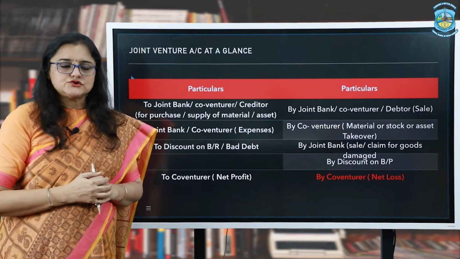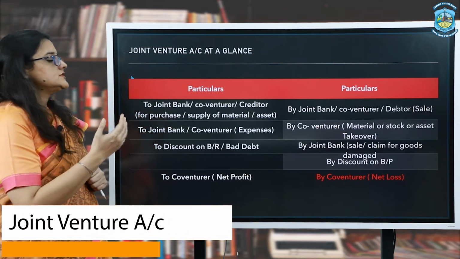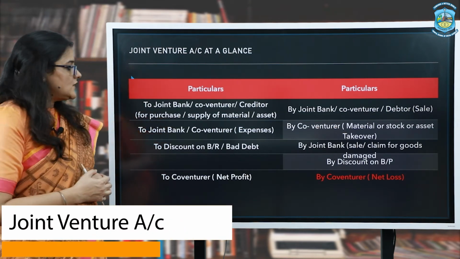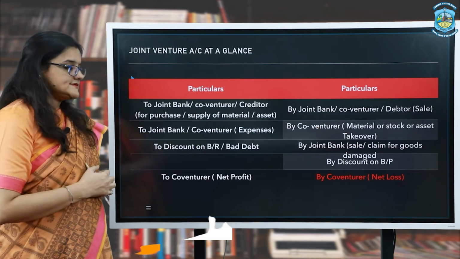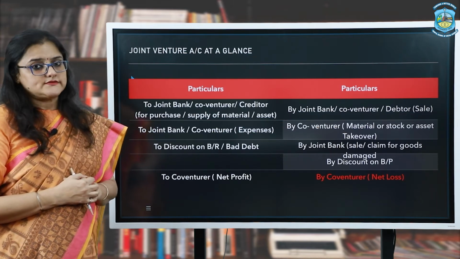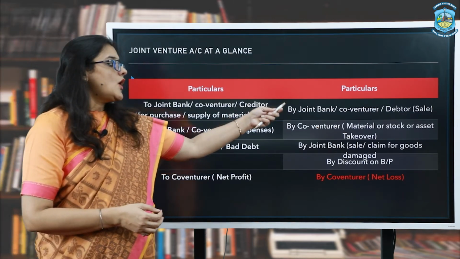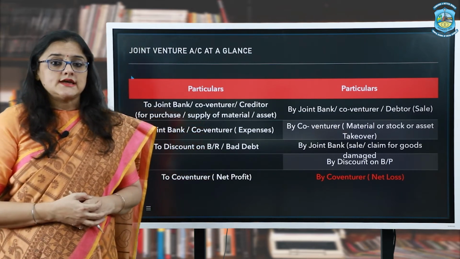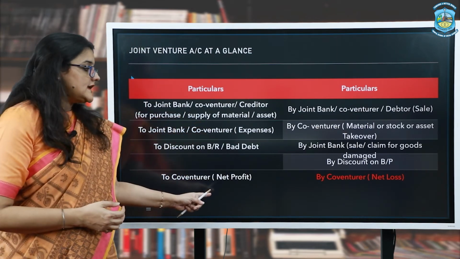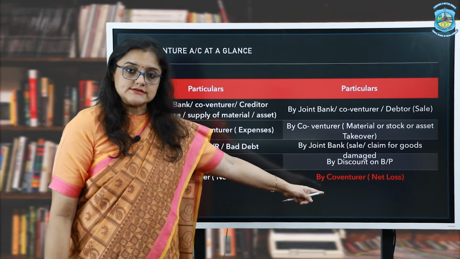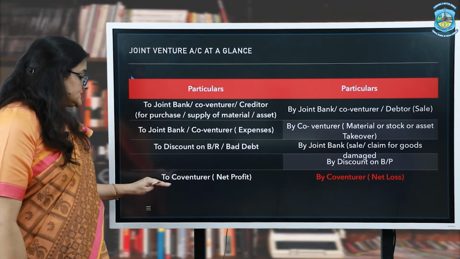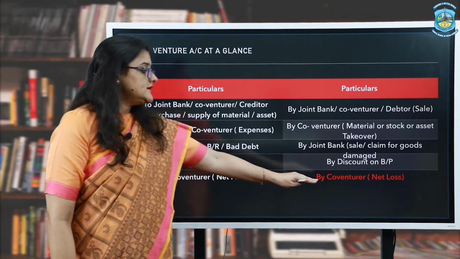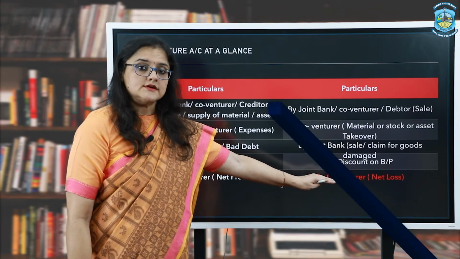Let's take a closer look at the ledger accounts. Joint venture account. In joint venture account, we are going to debit all the expenses that we incur on joint venture, and we will credit all the incomes on the credit side, and the result of the two is the net profit or net loss, which will be either credited to the co-venturer's account or debited to the co-venturer's account.